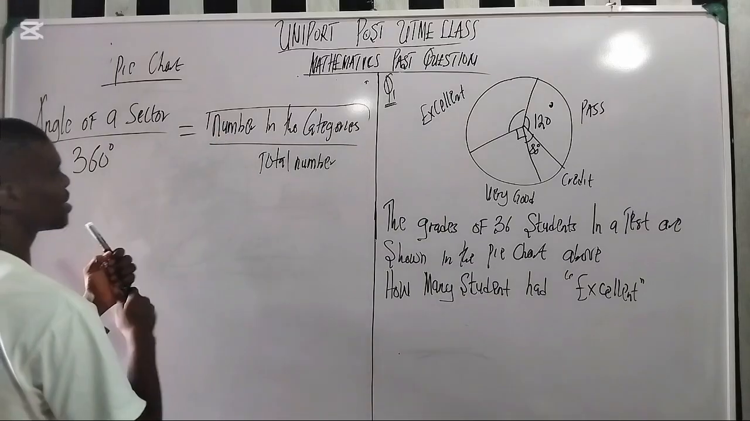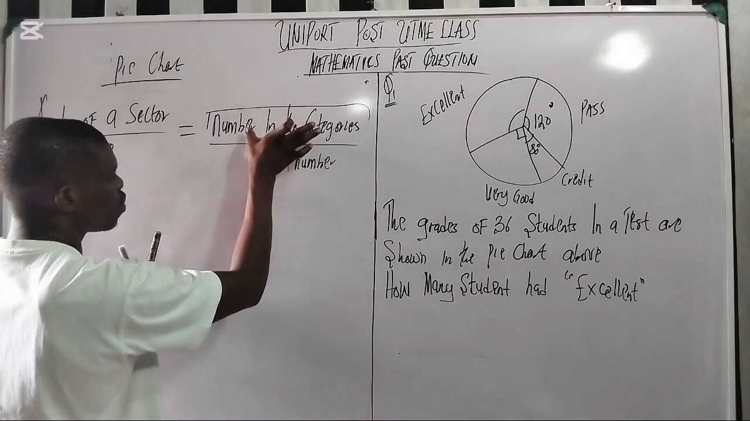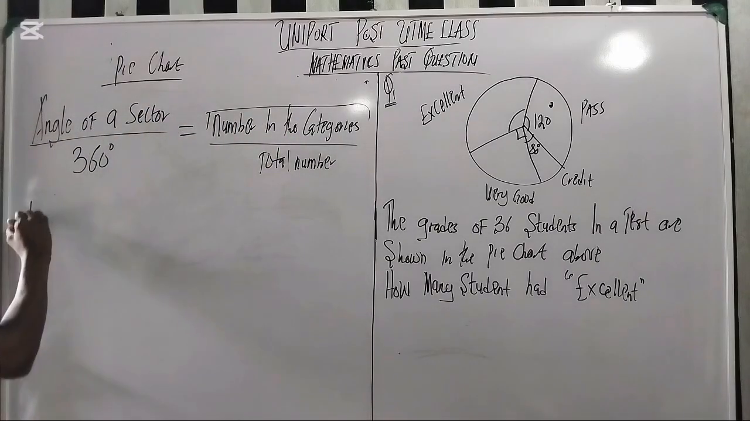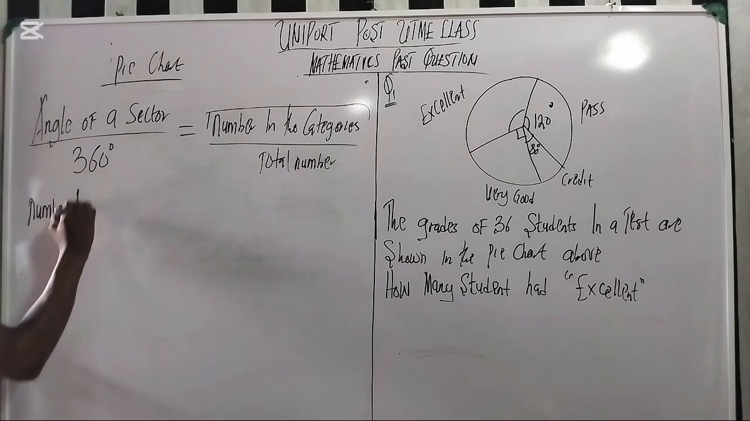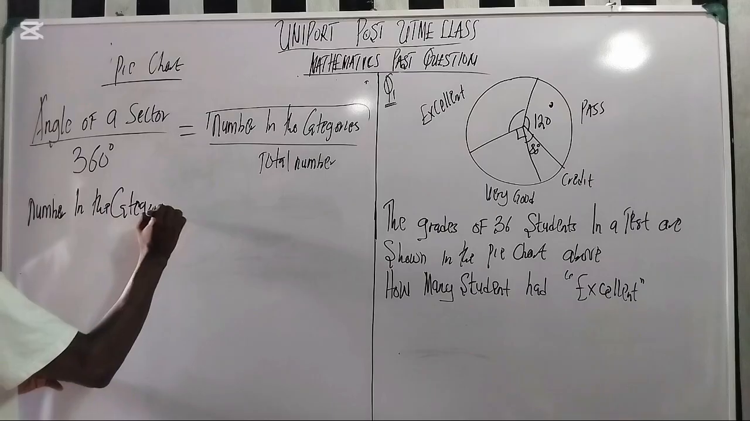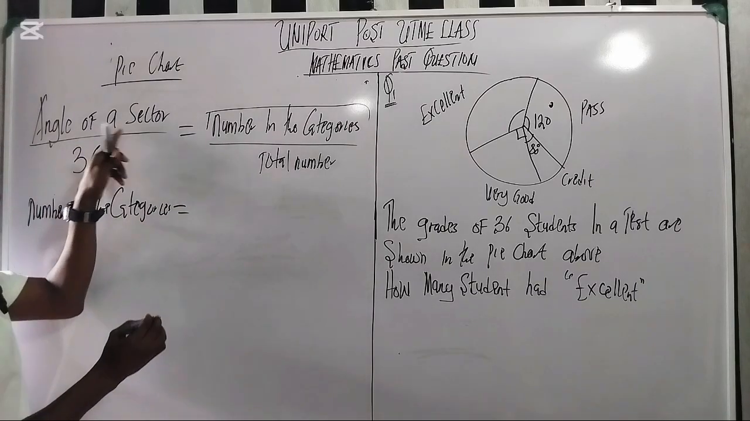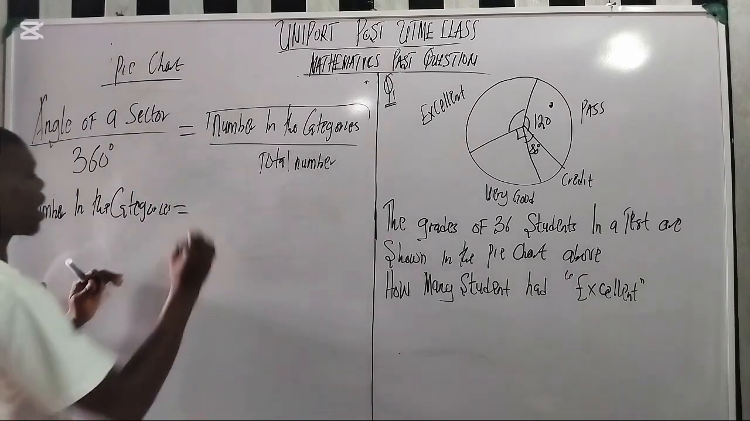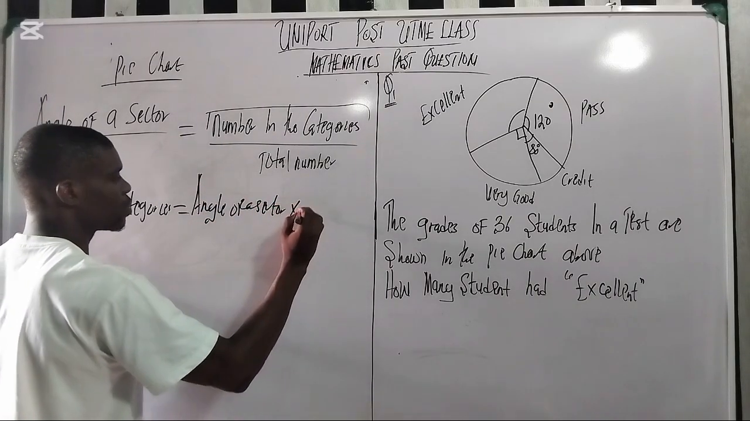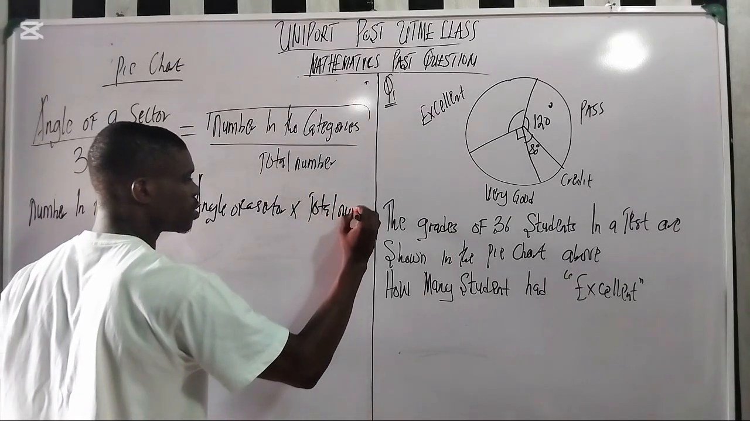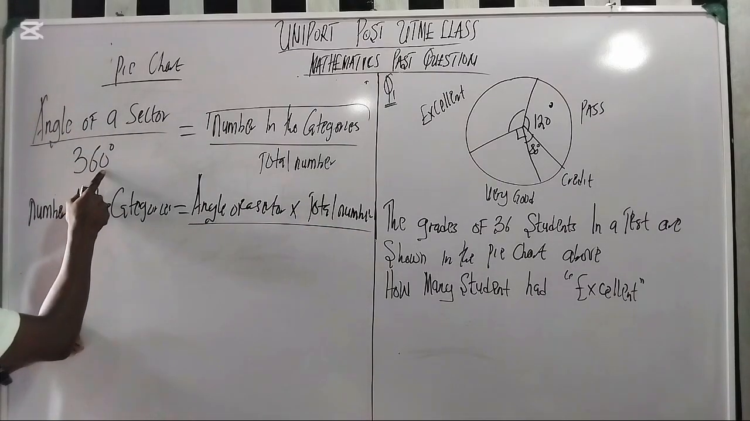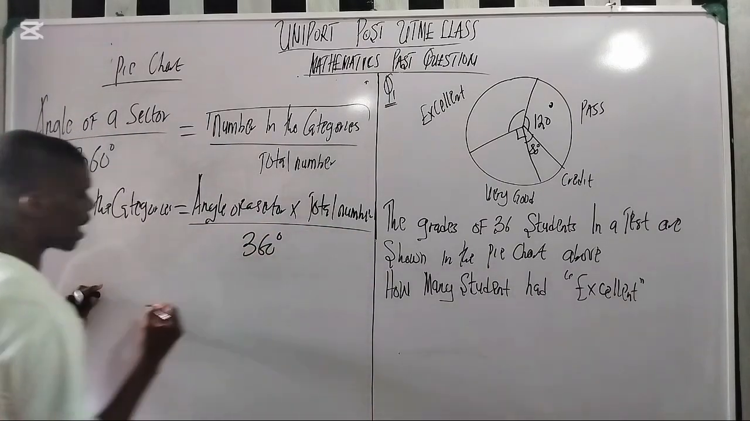So what I want to do here is make this the subject of the formula. I make the number in the category the subject, so I cross multiply. It would be number in the category equals angle of a sector times total number, over 360 degrees. That is it.